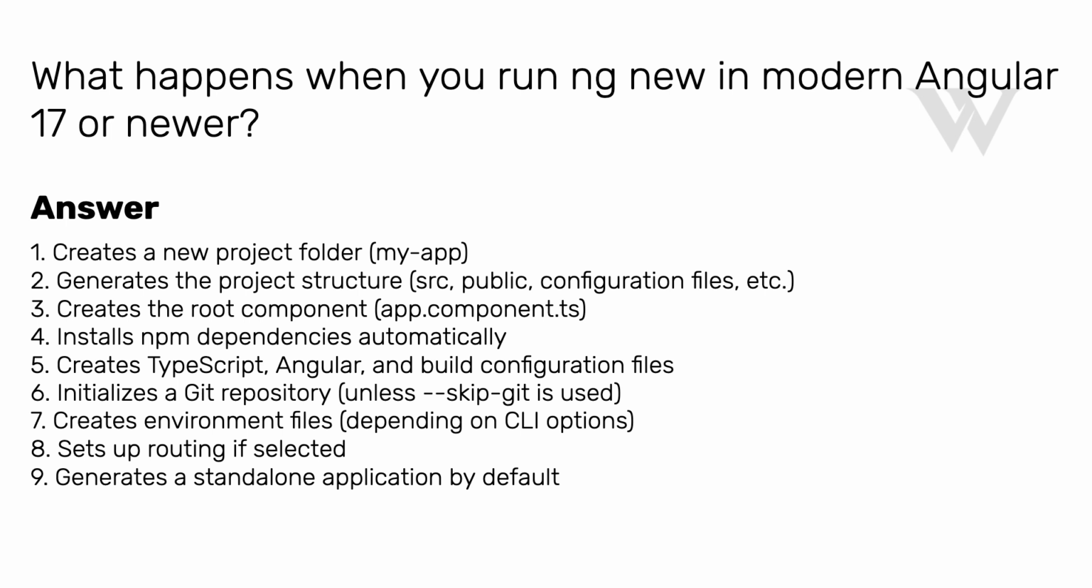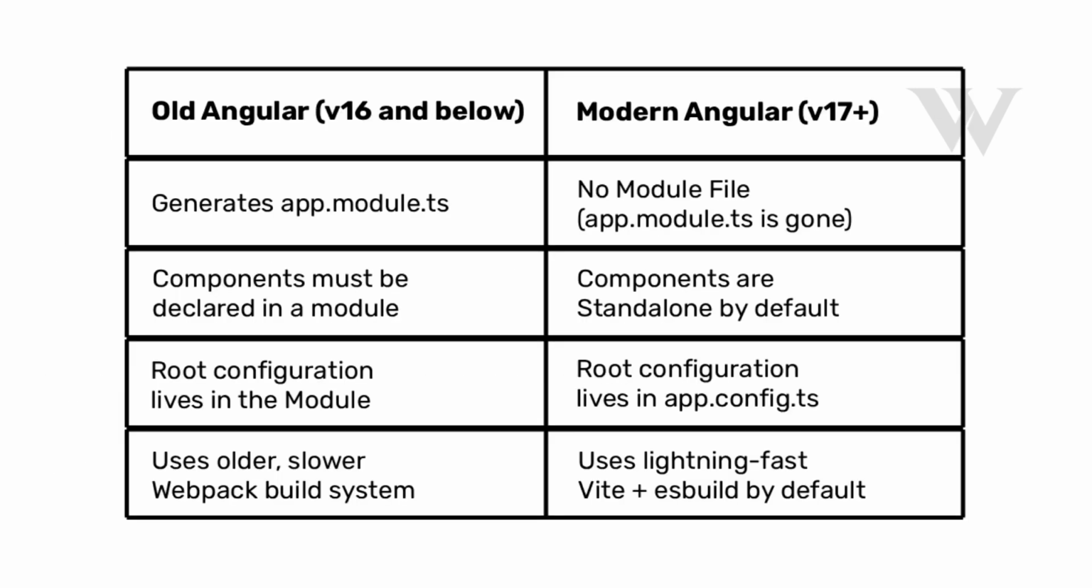It creates the root app component, but sets the standalone: true flag right inside the metadata. Crucially, it no longer creates an app.module.ts file. The entire concept of a root NgModule is omitted by default. Instead, it creates an app.config.ts file to handle global application providers like routing and change detection. To help you visualize this shift for the interview, remember this core structural change.